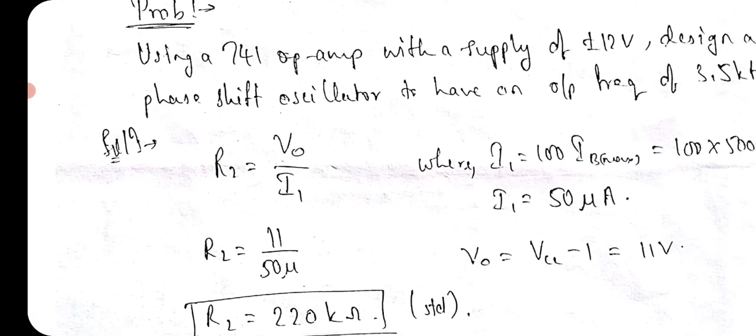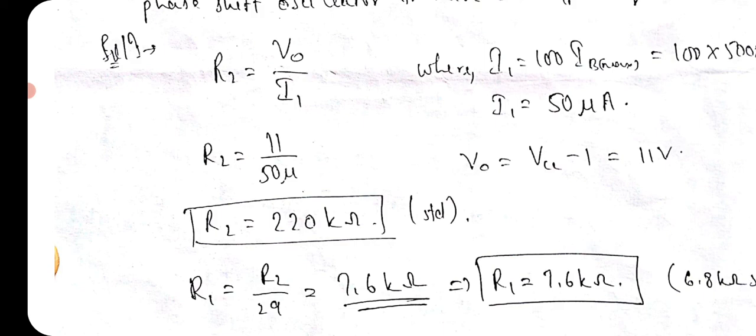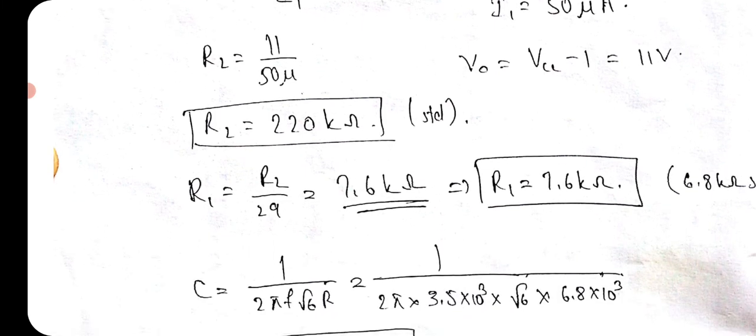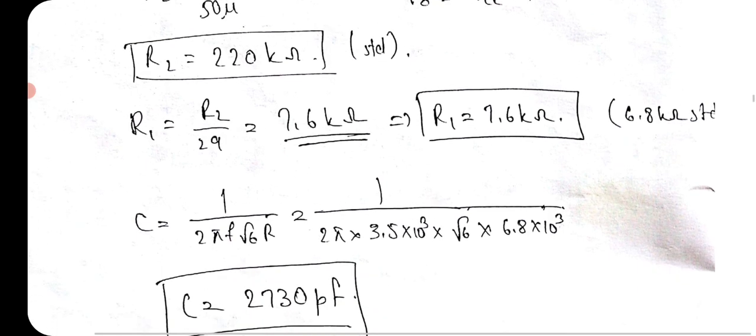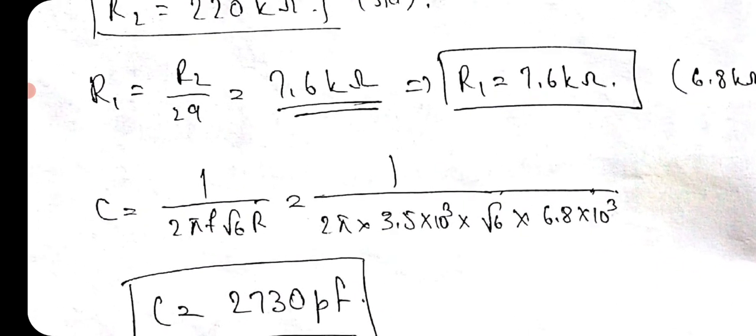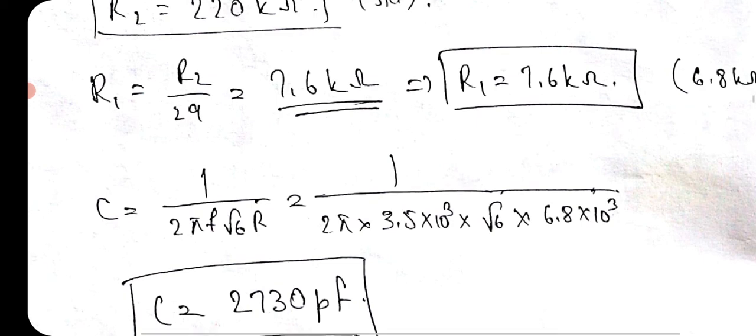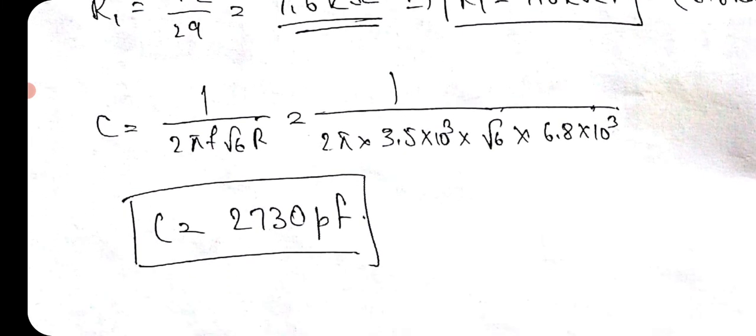So R2 equal to 11 volt divided by 100 times IB max will give you R2 equal to 220 kilo ohm, a standard resistance. This is standard already. And R1 equal to R2 by 29, because 29 is the gain. So this will give you R1 equal to 7.6 kilo ohm, where the standard value available is 6.8 K. Substitute all the values to find capacitance very straight away. This is a very simple step. You will get capacitance around 2730 picofarad.